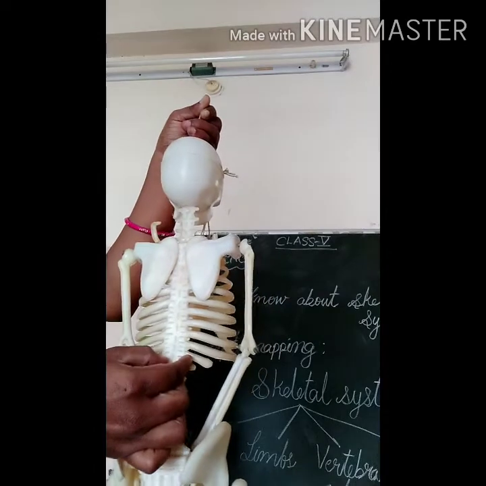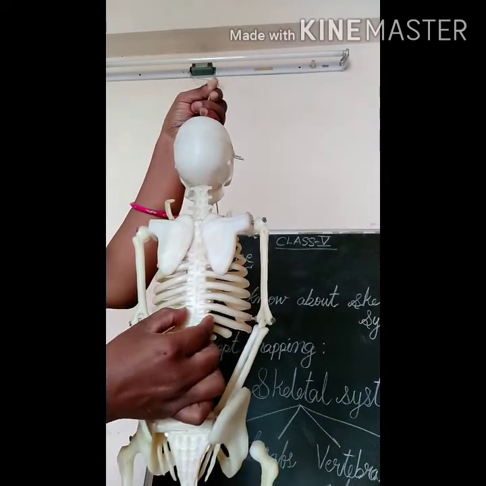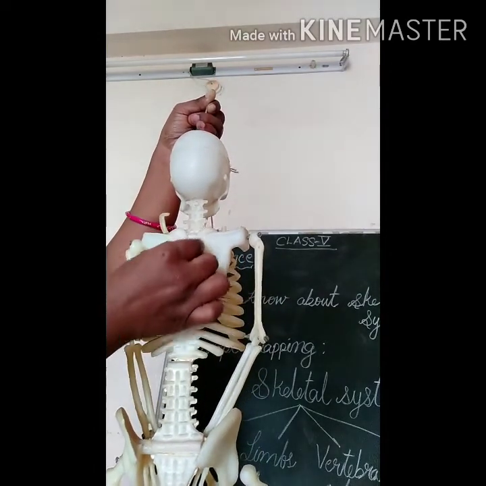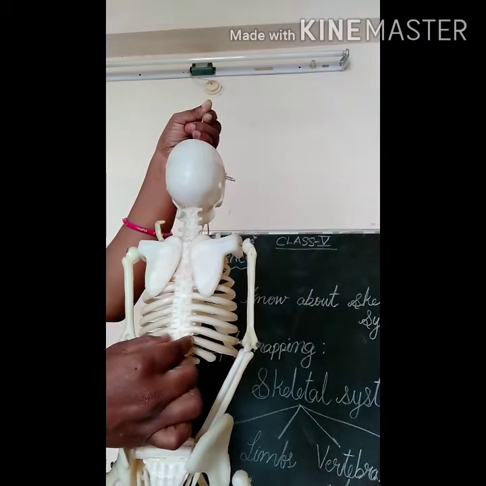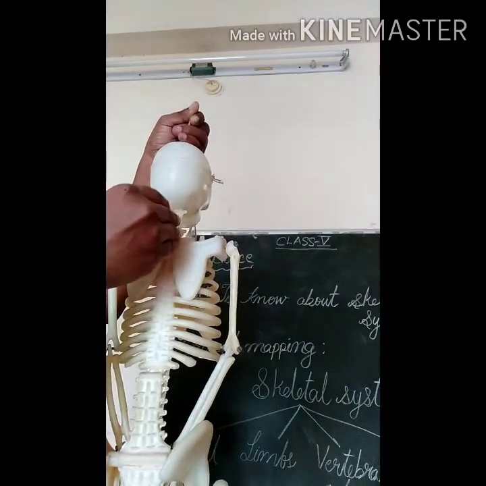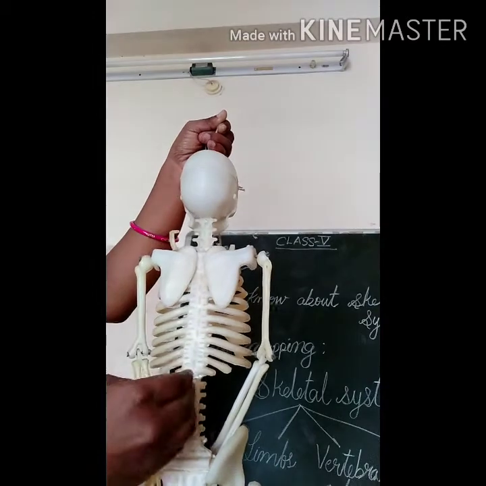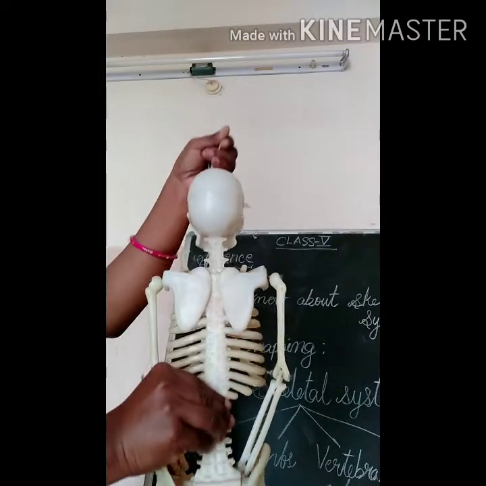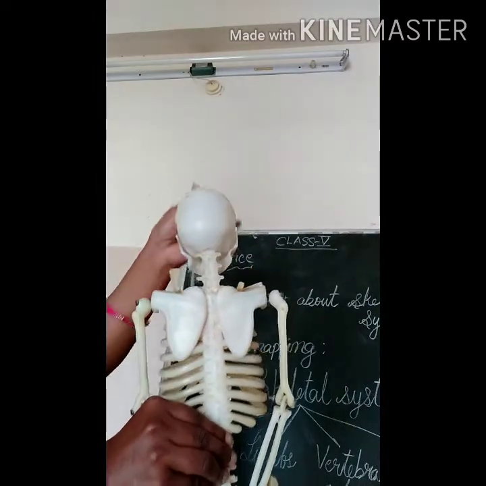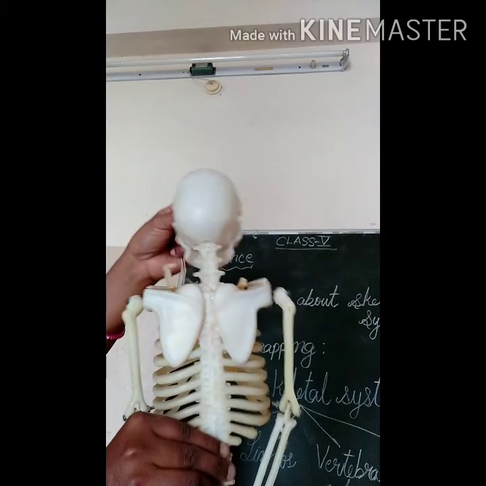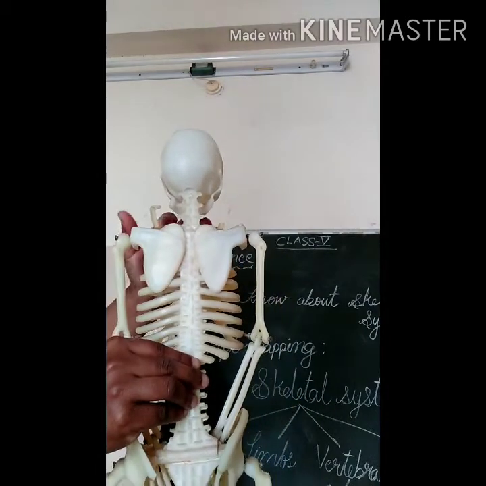And small pieces are joined here. The small pieces joining here are called vertebrae. What are they called? Vertebrae, okay. This helps us with movement, bending forward and bending back or bending upwards, okay.